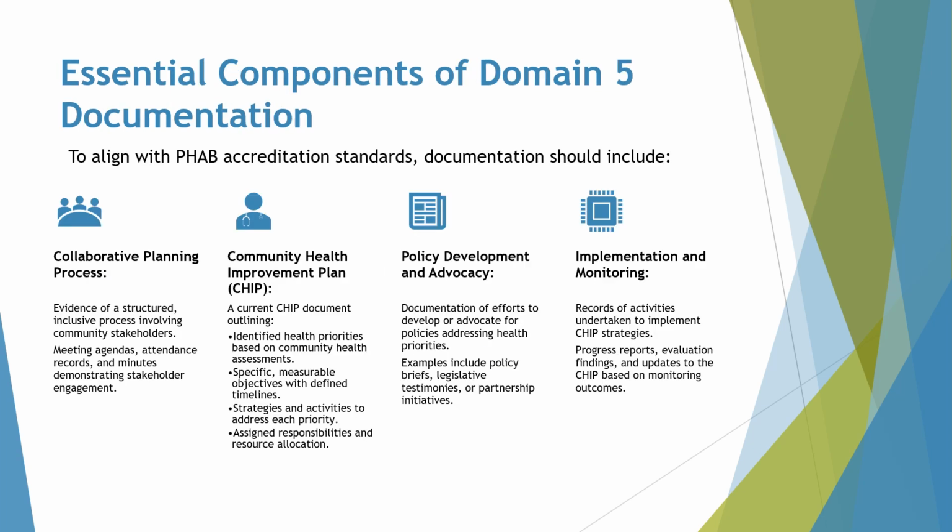To meet Domain 5 requirements, your documentation should include the following components: a finalized CHIP with measurable goals and objectives, evidence of collaborative development, like agendas, attendance lists, or meeting notes, community engagement materials such as surveys, focus groups, partner input summaries, and an implementation plan, so it includes assigned responsibilities and timelines. Sometimes the CHIP and the implementation plan are essentially the same document. And evaluation metrics and reports will show how progress is monitored and updated. Again, this can be in your CHIP.